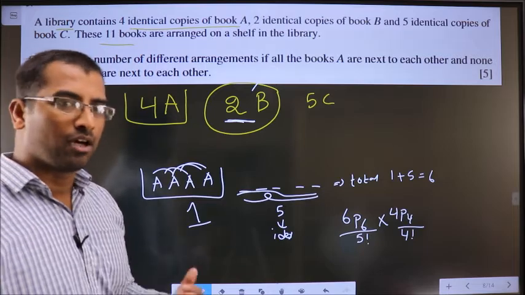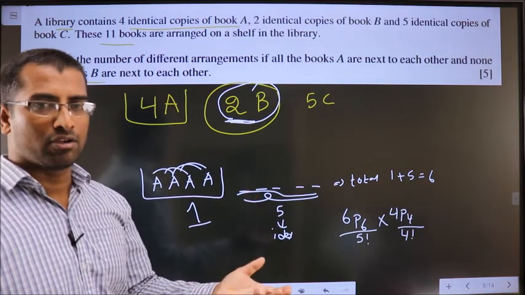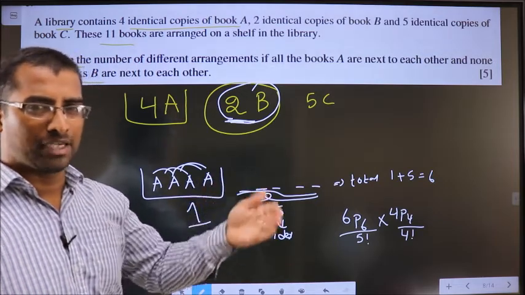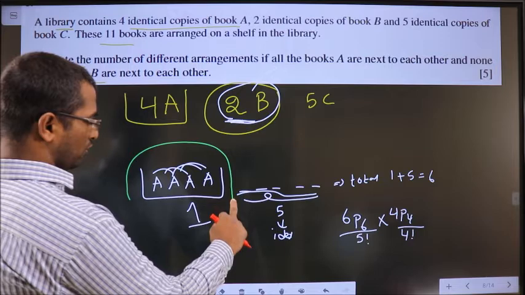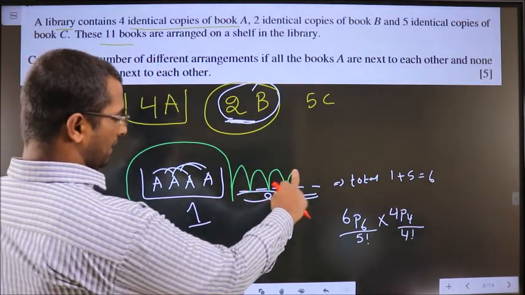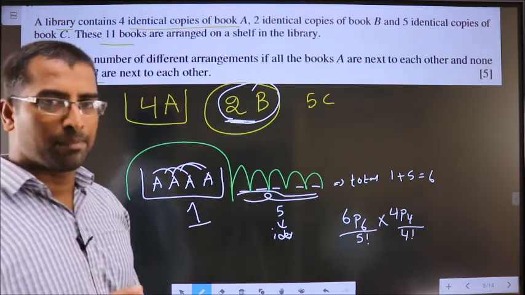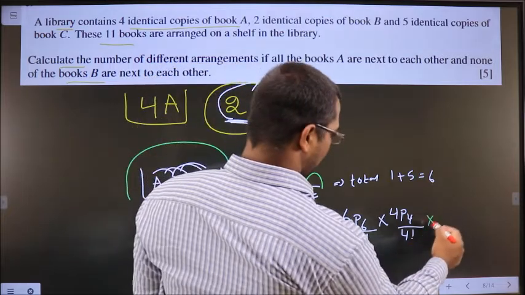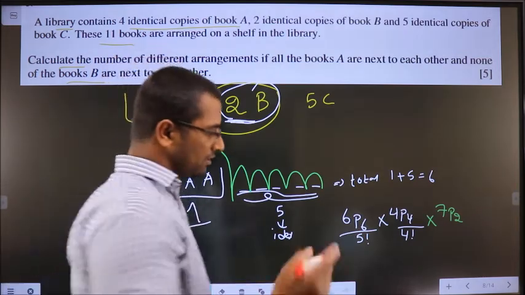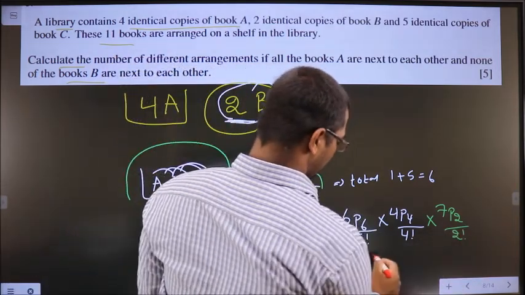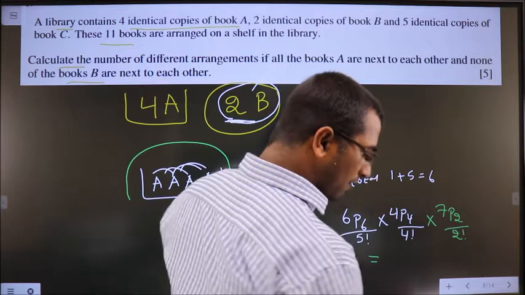Now, these two B's should be placed in between such that they are not together. So, how many places do I have in between? Count. From here, 1, 2, 3, 4, 5, 6, 7. 7 in-between places for 2 B's. So, they can be arranged in 7P2 ways. Since those two B's are identical, divide by 2 factorial. So put this in the calculator, you get the answer to be 126.